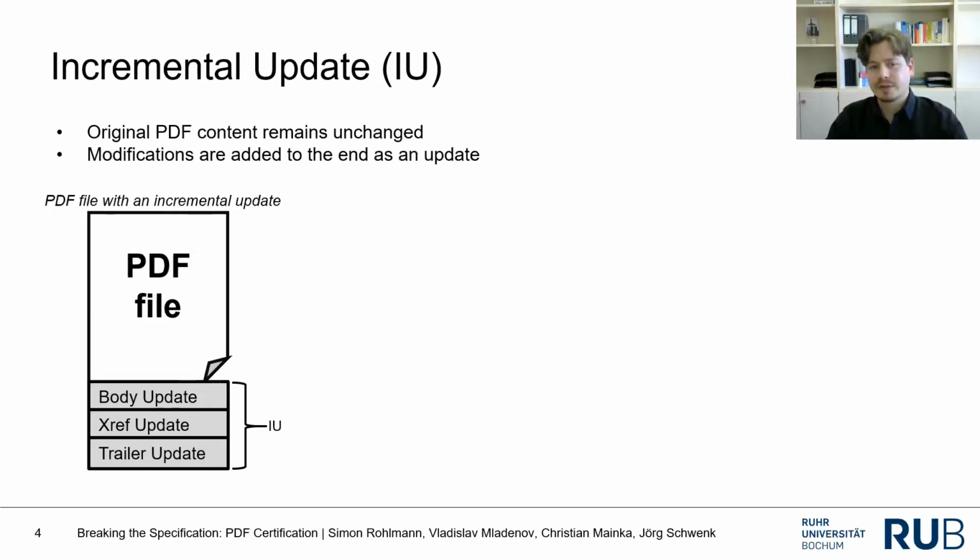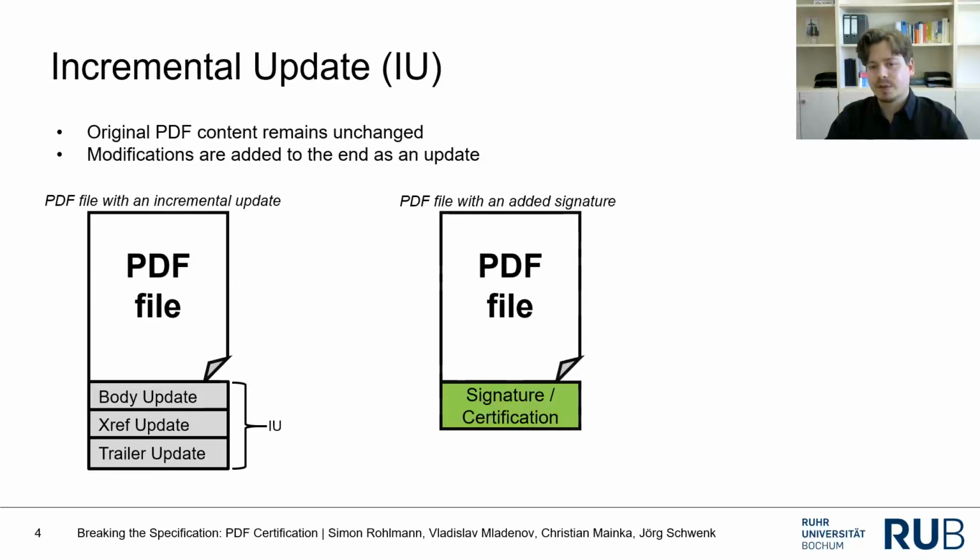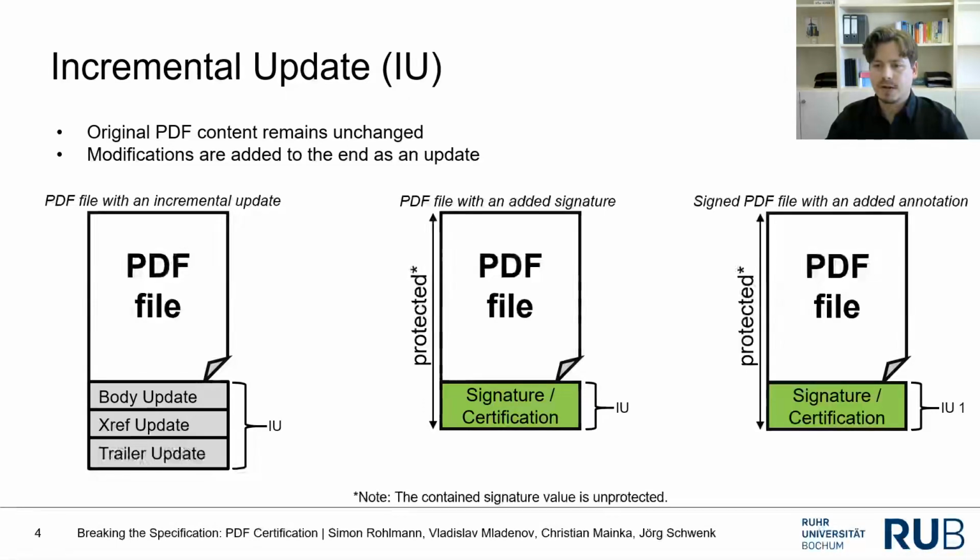If we want to sign a PDF document, we do this within an incremental update. This incremental update protects the document. There's a small part containing the signature value which is left unprotected. If we now want to add an annotation to a signed PDF document, we do this with another incremental update. As you can see, the annotation part is now unprotected.